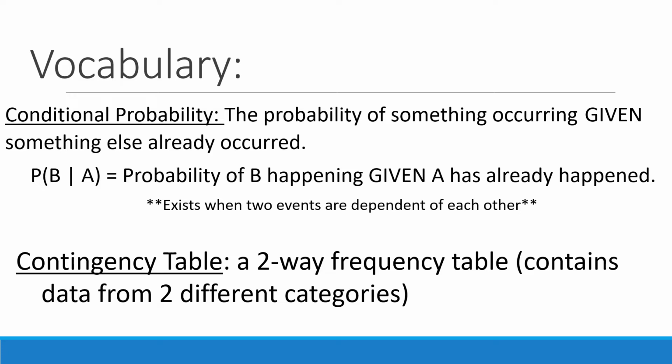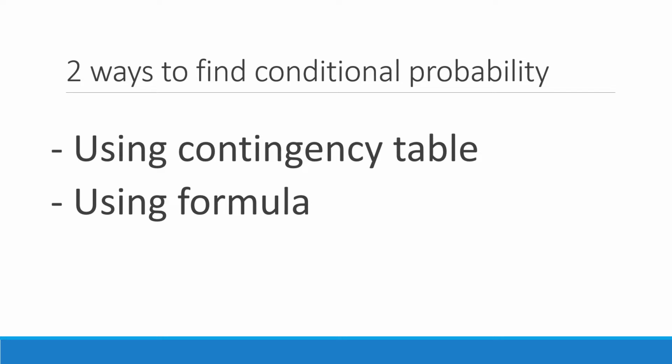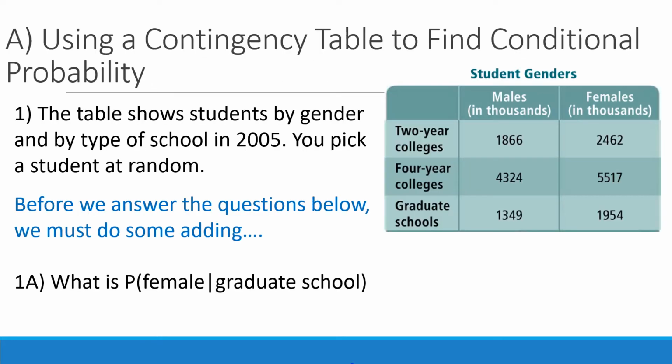A contingency table is a two-way frequency table, and it contains data from two different categories. So sometimes you might have males and females, dogs and cats, paper money versus coins, that kind of stuff. There are two ways to find conditional probability: use a contingency table or use a formula. These problems are all about using a contingency table for this portion.